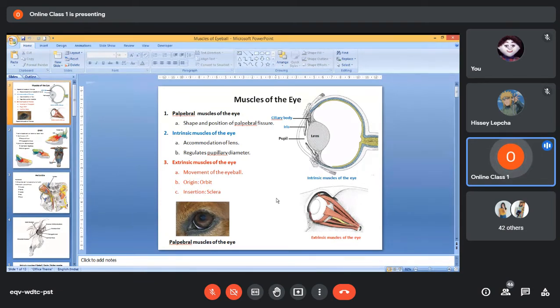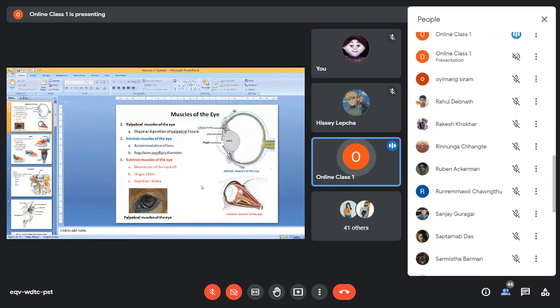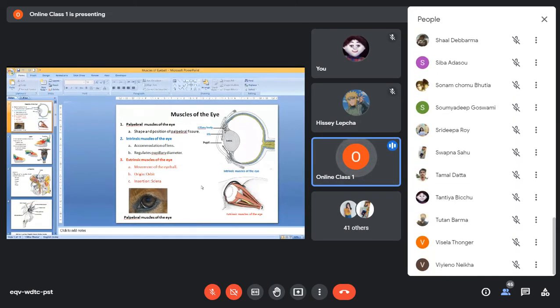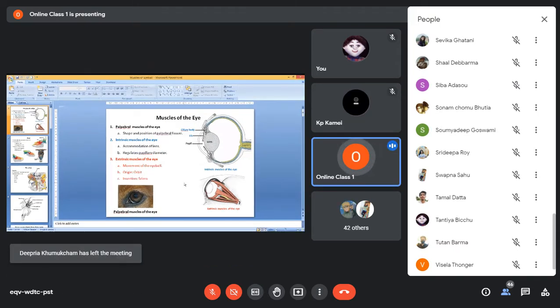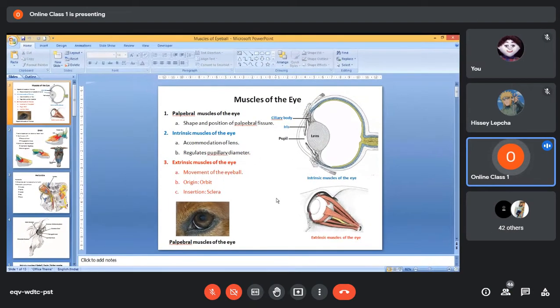Whereas the third group of muscles are called the extrinsic muscles of the eye. Otherwise, they are also called the bulbar muscles, or the ocular muscles. These extrinsic muscles of the eyeball are mainly responsible for movement of the eyeball. That means if you keep your head in a fixed position and try to look around, you can easily rotate or move your eyeball, isn't it? Keeping your head fixed, you can look up, look down, look to your right, to your left, isn't it?